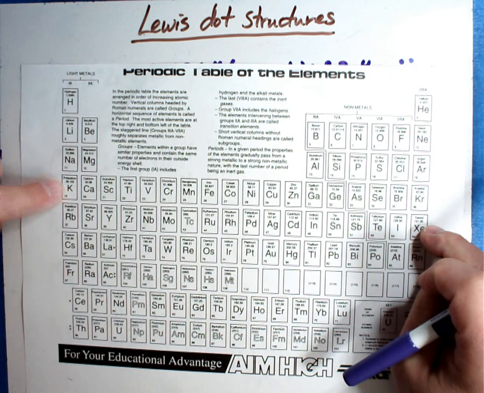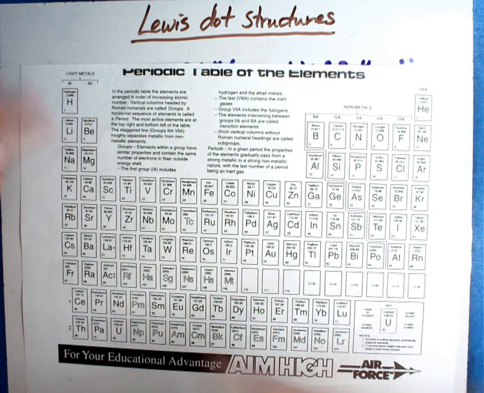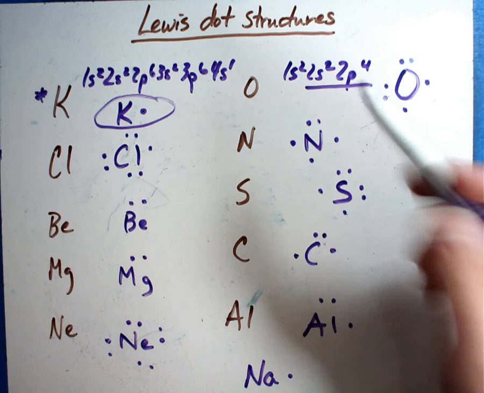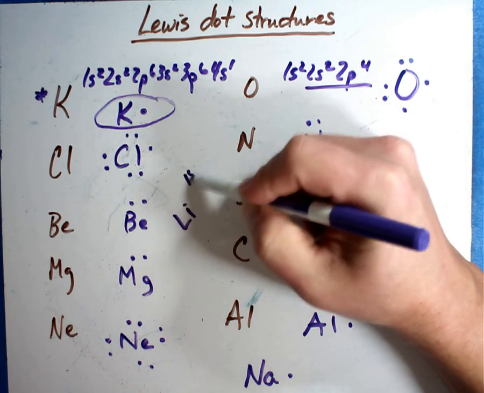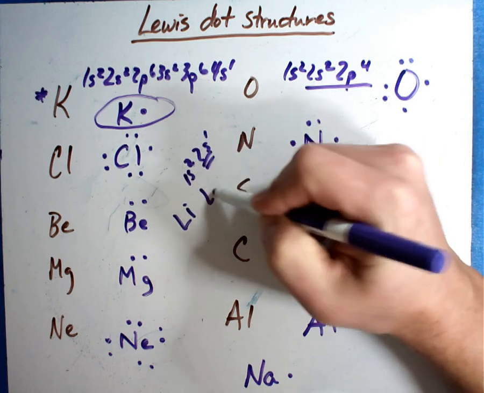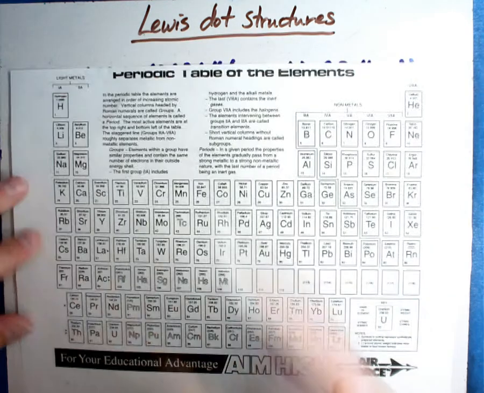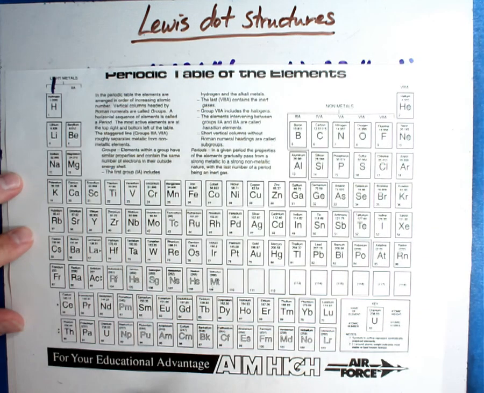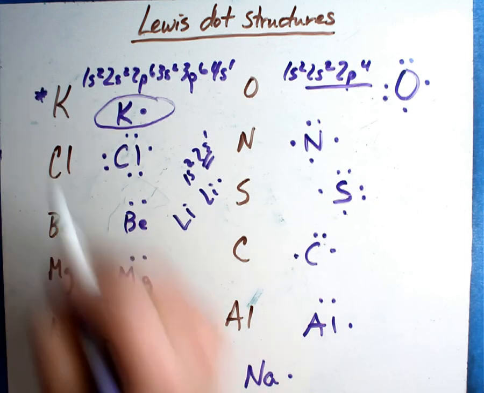As a matter of fact, if you want to on your chart, I bet lithium, let's try it out, lithium with 3. If I had lithium, let me cram it in right here real quick. Lithium had 3. That's 1s2, 2s1. That's 1 in the outside. You'd have Li with 1 dot. Also, everybody in the first column has 1 valence electron. Okay?